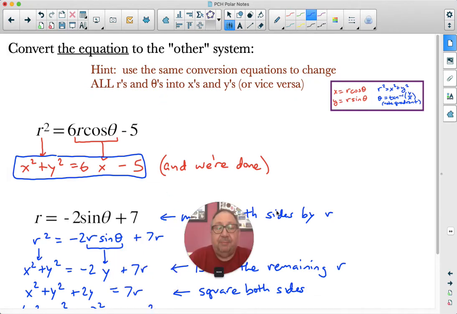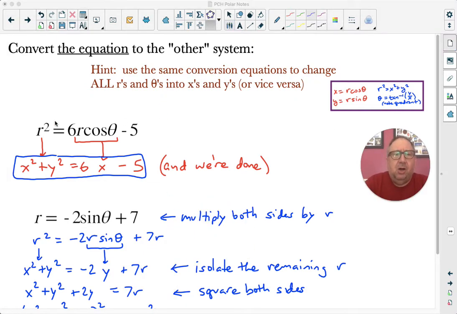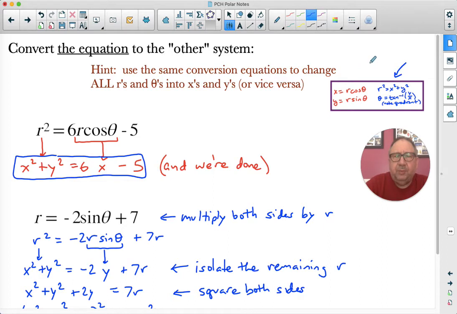Last couple of these, wrap this up here. r squared equals 6r cosine theta minus 5. We want to take a look. It's a little more difficult going from the polar, so we need to work with our equations that we've got over here. We're going to potentially use all of them, because r cosine theta is just x, so we replace this with an x. r squared is x squared plus y squared. And as soon as every r and every theta is gone, we're finished, we're done.